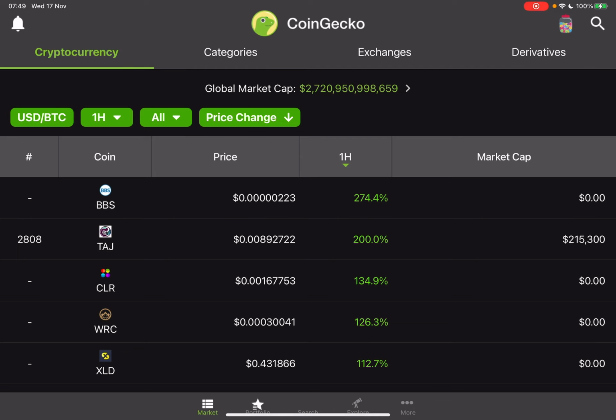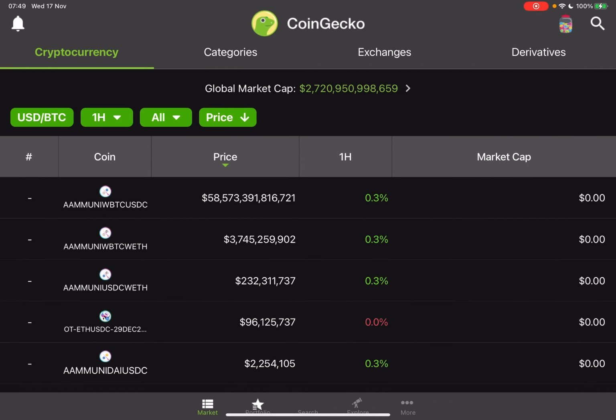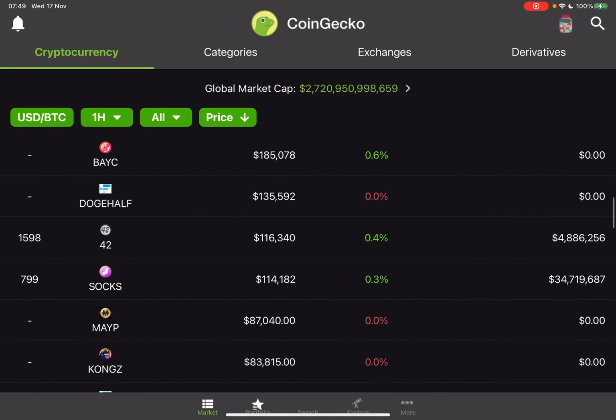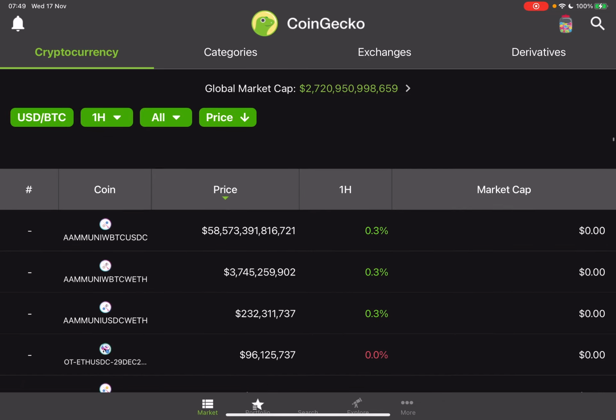You can go and tap on the price, and this way you can see the priciest cryptos ever. For example, for this crypto, USDC, one piece is $58 trillion. So yeah, these are sorted by the price of one asset.